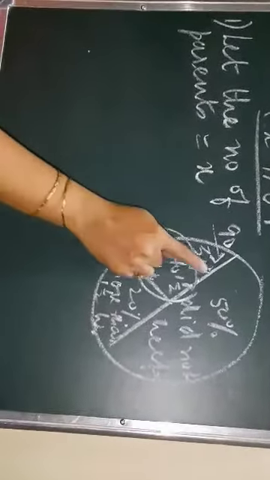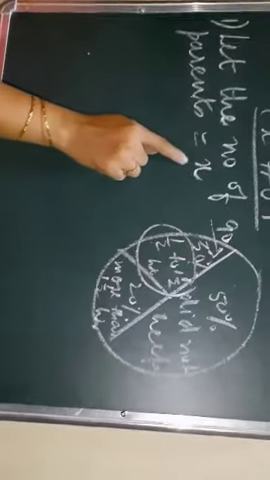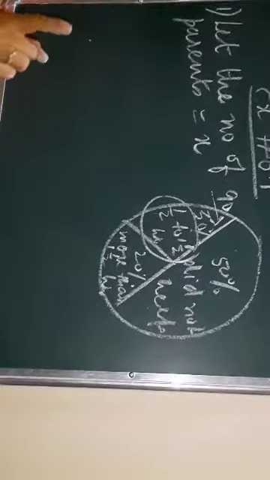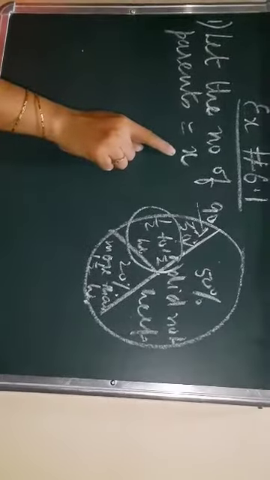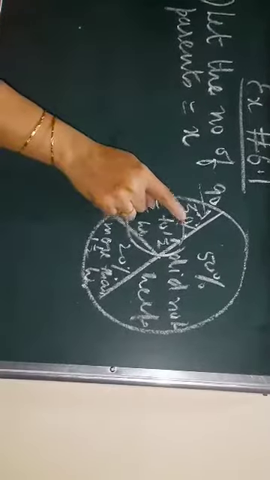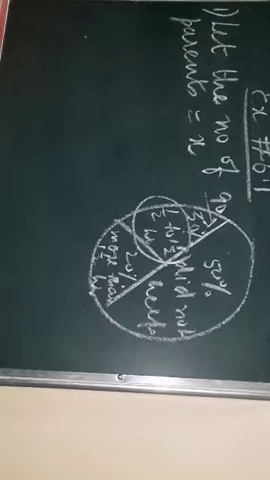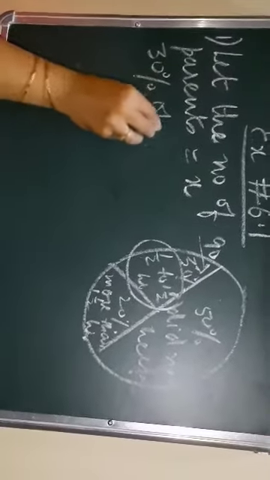This means 30% of x students, total x parents we don't know, we have taken these parents as x. So 30% of x is equal to 90, given. Are you getting what I am saying? 30% of the parents, so 30% of x.